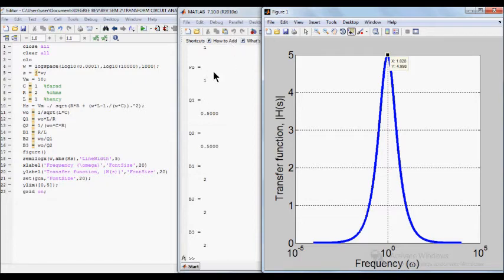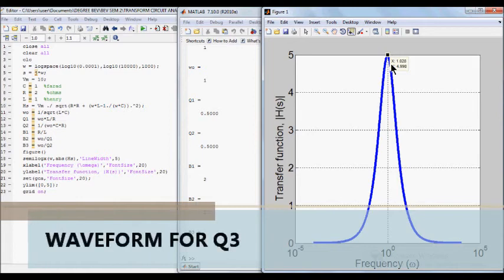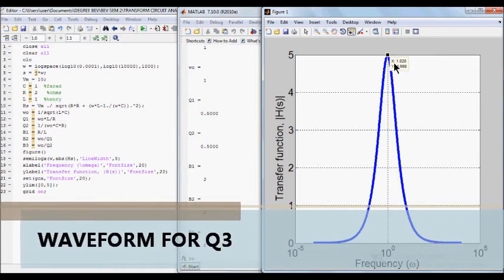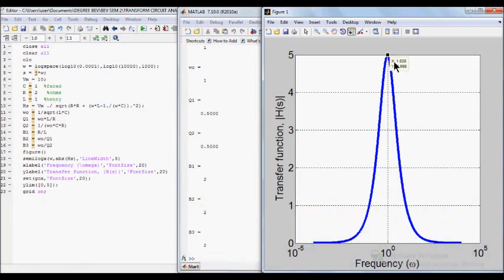The omega node of frequency resonance is equal to 1. The quality factor Q is 0.5 and the bandwidth is 2. And after that, we will see the waveform. This is the waveform for Q3. What we get for x-axis is equal to 1.028 and y is equal to 4.998. This is for MATLAB for Q3.